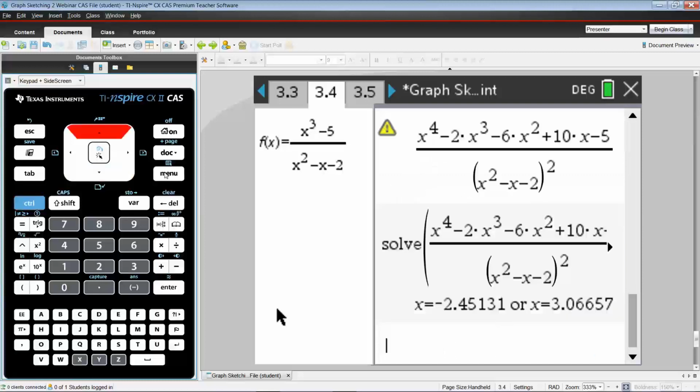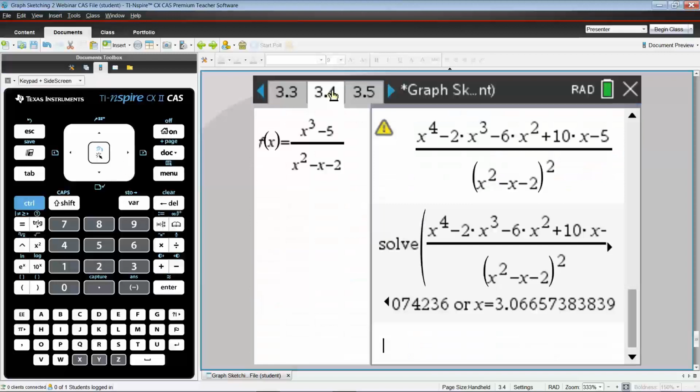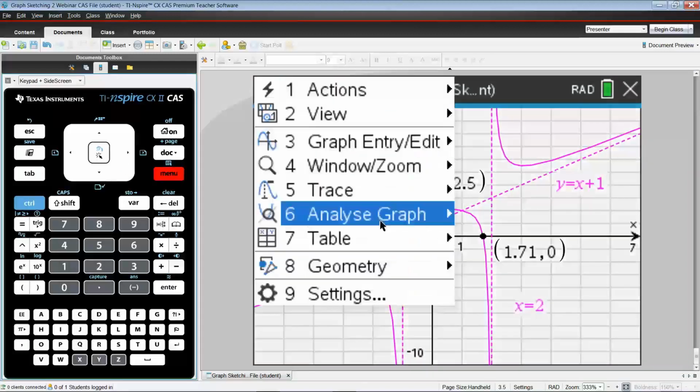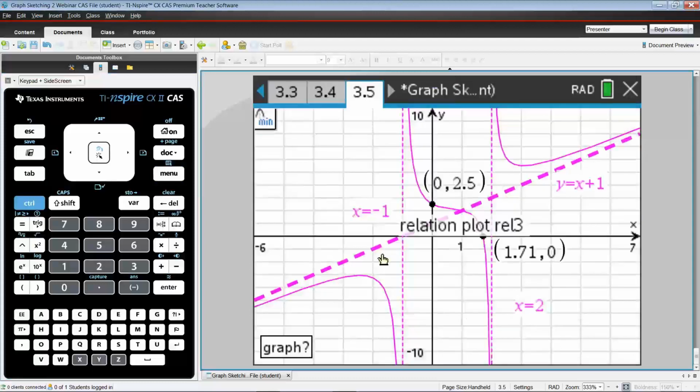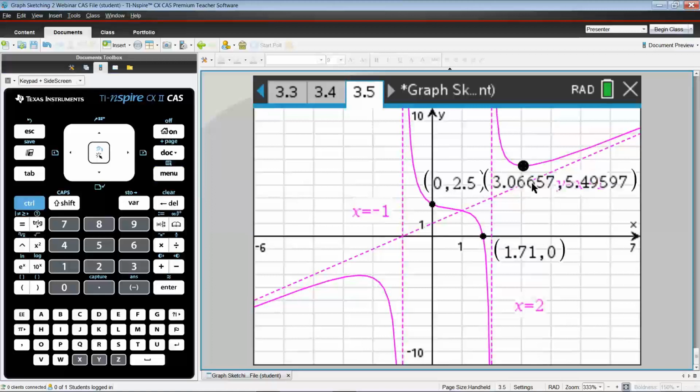So we get a single negative x value, and we get a single positive x value. So let's go and place them on the graph over here, because the y values we can get on the calculator page, but the graphs page does that for us as well. So menu, analyze, minimum. Let's choose this part over here, left, right, and there we go. So I'll just reduce the number of decimal places. That should be 3.07, and here should be 5.5.